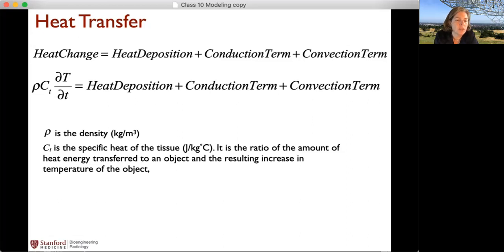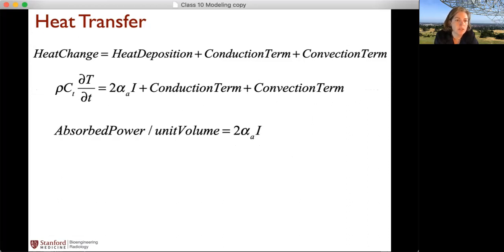All right, so that's going to be equal to the heat that we put in. Now, the heat that we put in is the absorbed power per unit volume. So that's our absorption coefficient times our intensity. And so that's now the heat that we put in.